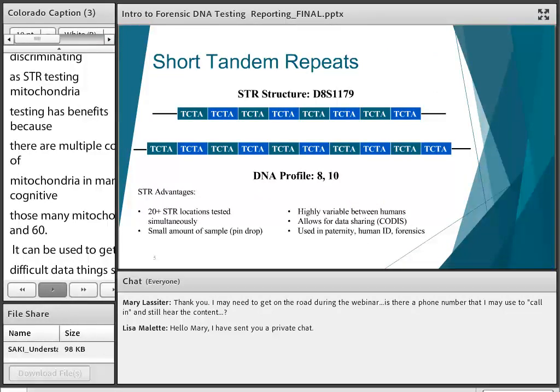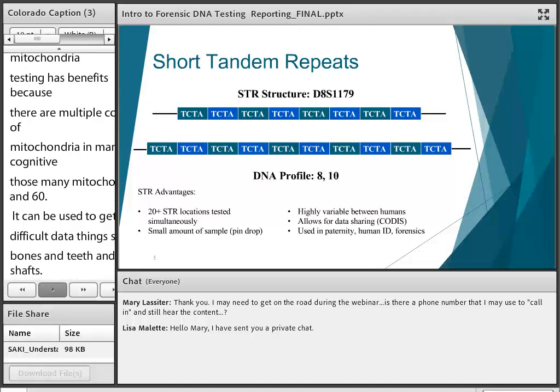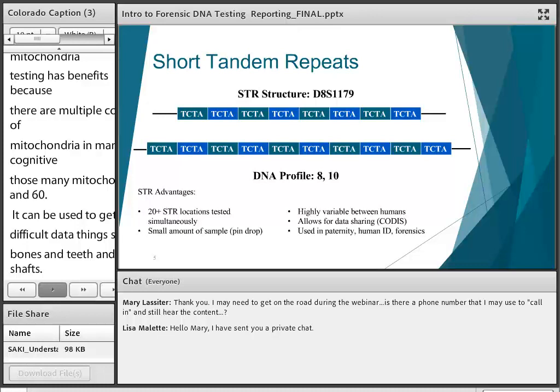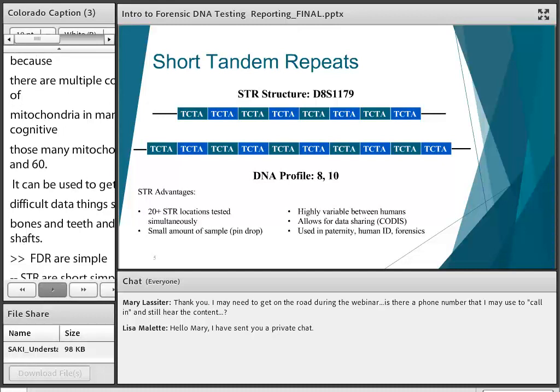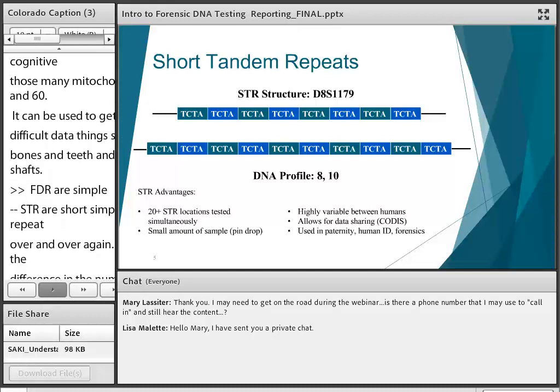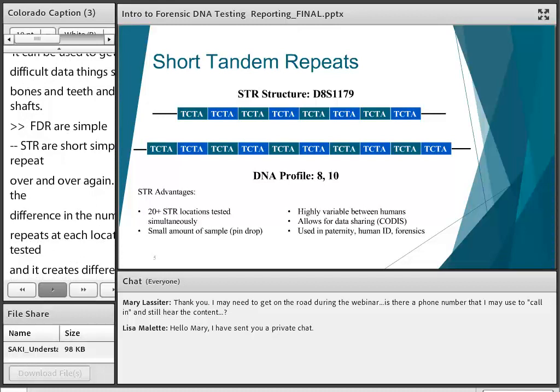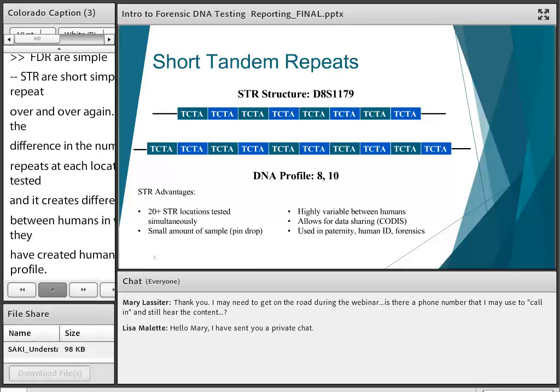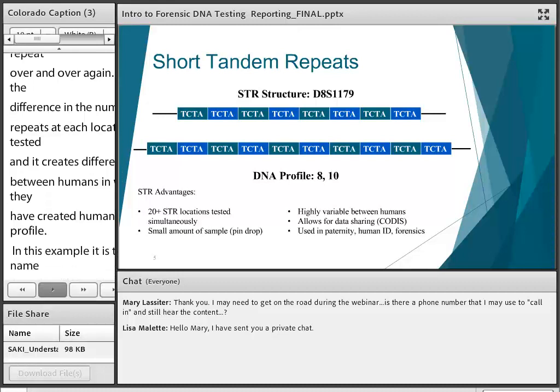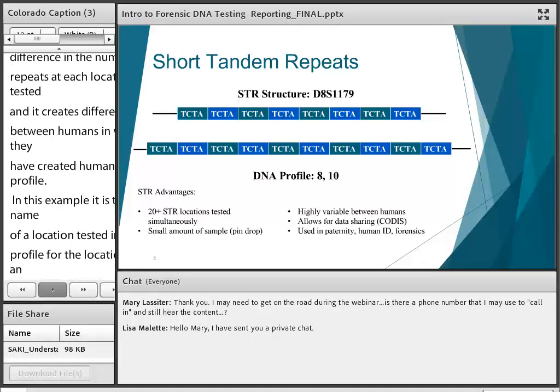STRs are really just simple, short segments of DNA that are in tandem and repeat over and over again. It is the difference in the number of repeats at each location tested that creates the differences between humans and which cumulatively create a DNA profile. In this example, D8S1179 is the name of a location tested, and the DNA profile for this location is an 8, 10 because one chromosome has 8 repeats and the other has 10 for this location.